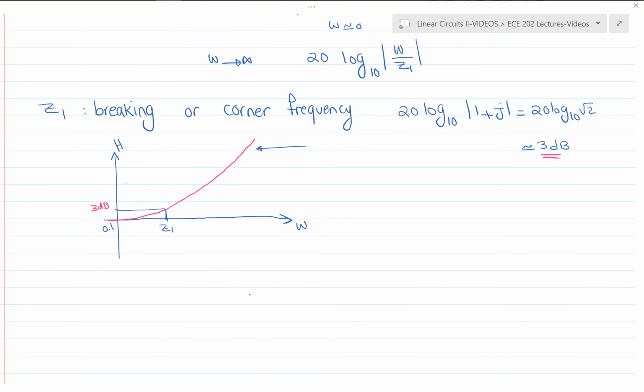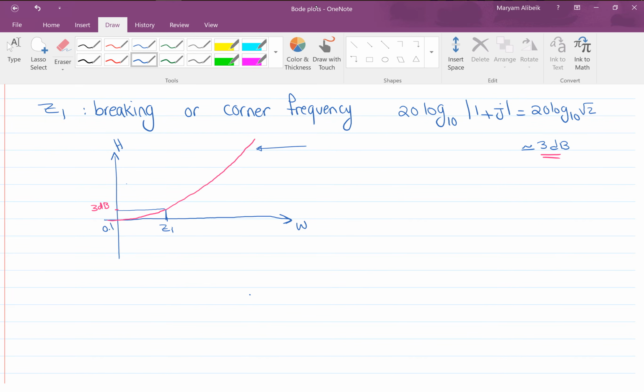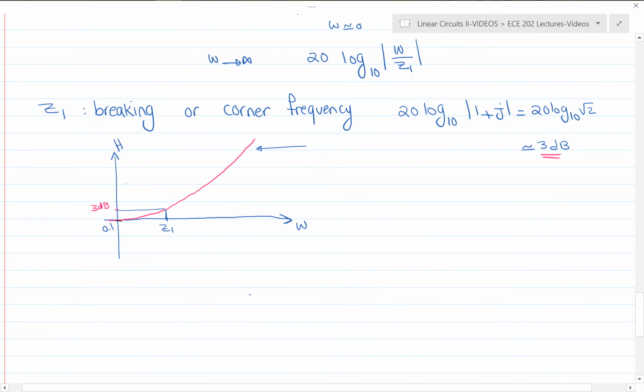But in the class we will go ahead and do some approximations. So we say that this is 0, and we consider this 3 decibel as a small magnitude, and then we say that it goes up. Basically this is the approximate plot, the black one, and the pink one is the actual plot. Now we want to see what slope this Bode plot is increasing with. Let's see what that is.